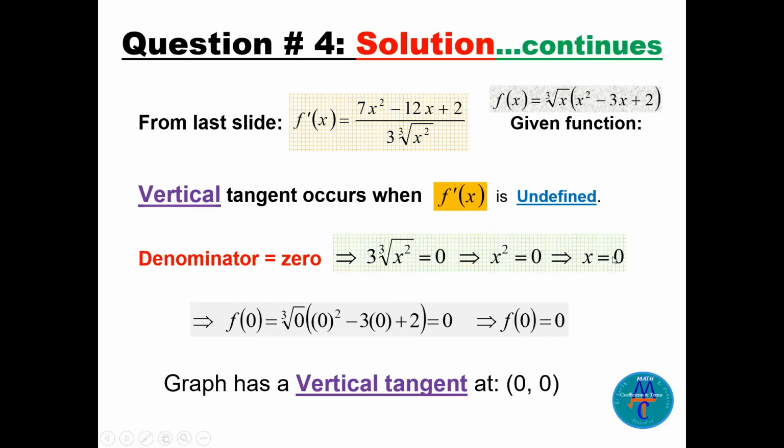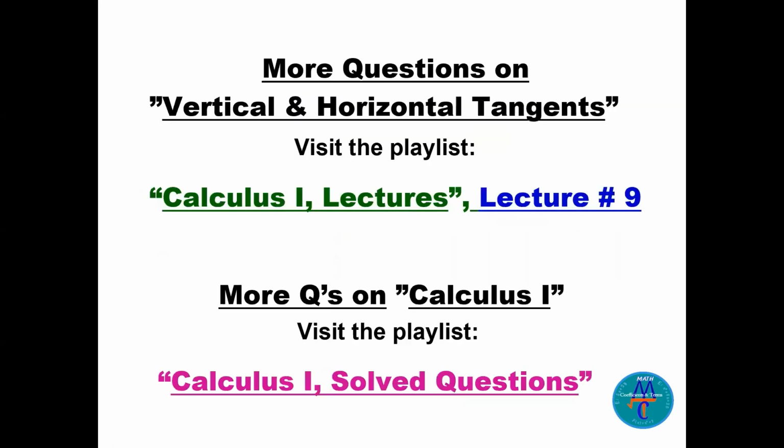Now take this x equals 0 and put it in the function. Cube root of 0, 0 squared minus 3 times 0 plus 2, it will be also 0. So the graph has a vertical tangent at the origin because x is equal to 0, and here y equals 0. For more questions on vertical and horizontal tangents, you can see lecture number 9.